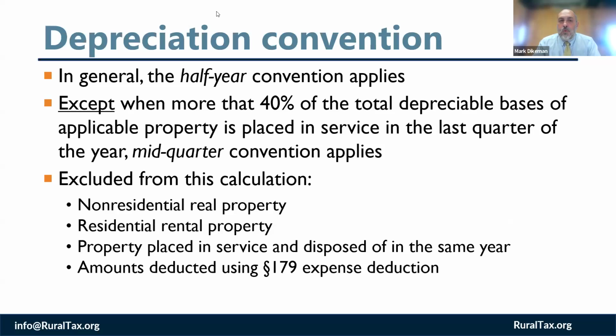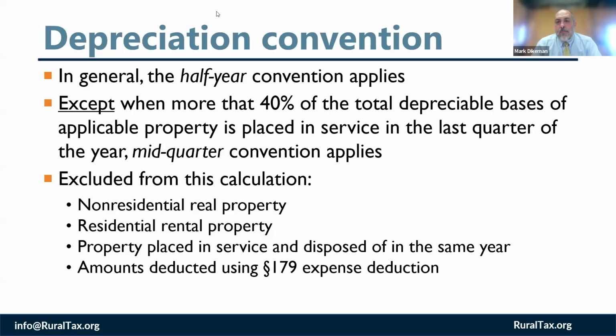For the most part, we can assume that the half-year convention is going to apply when dealing with farm property, except in one particular circumstance: when more than 40% of the total basis of all the property that we bought occurred in the last quarter of the year, then the mid-quarter convention applies. The logic behind that is that it prevents me from going out and buying all of my equipment on December 30th or 31st and claiming a half-year of depreciation on those items. So if more than 40% occurs in the fourth quarter, then we're going to switch to the mid-quarter convention.